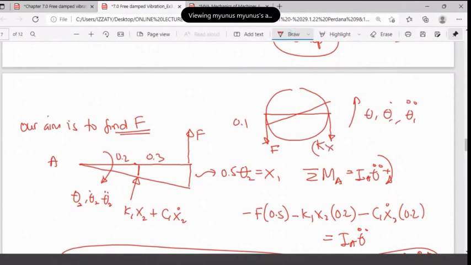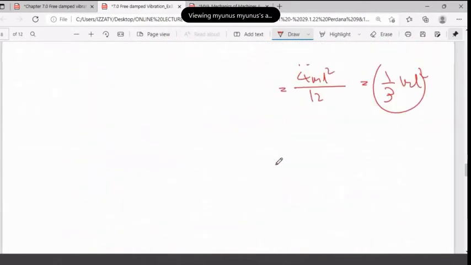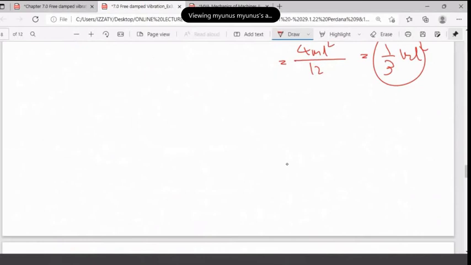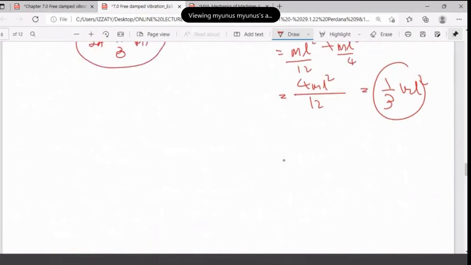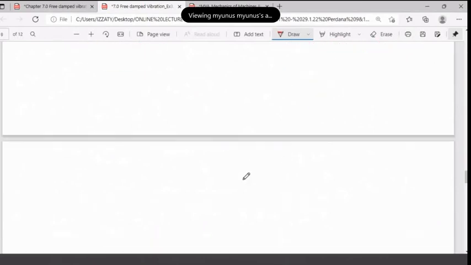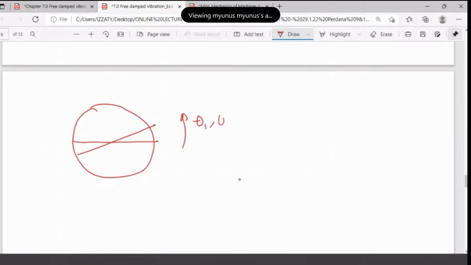Kx plus Cx dot at the particular point. This one is K2, this one is C2. Then your equation now becomes, if you can solve the equation, the summation about, just now, one minute, I draw it again just to share with you. It's not very difficult. This one will be theta 1 dot, theta 1 double dot.